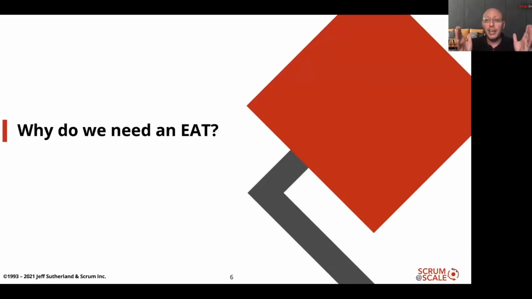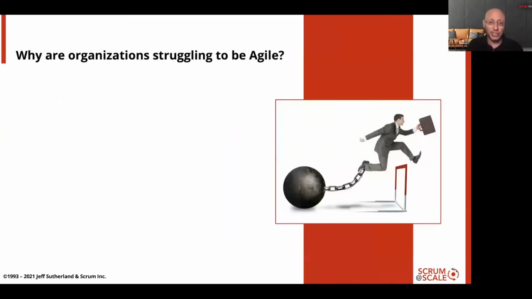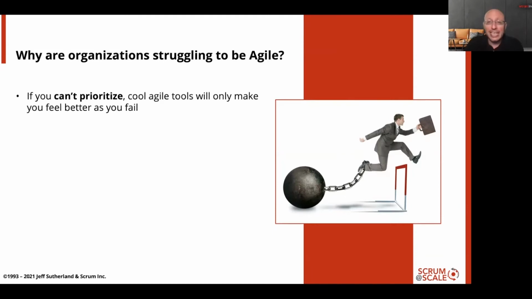So let's begin where all Agile people love to start. We always have this phrase in Agile land, right? Start with why. Why do we need any of this is a great question. And in order to answer that, what we really want to focus on is why are organizations struggling to be Agile at all? One of them is that they can't prioritize. They just can't figure out what should be first, what should be second. They don't have a good evidence-based method of figuring that out.